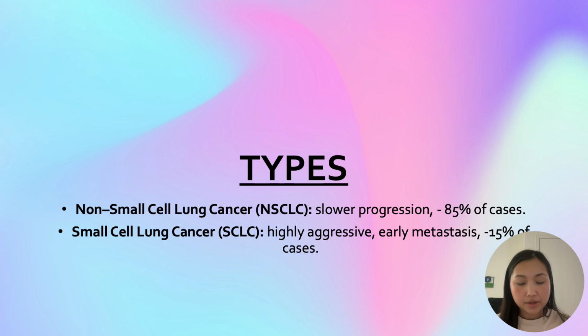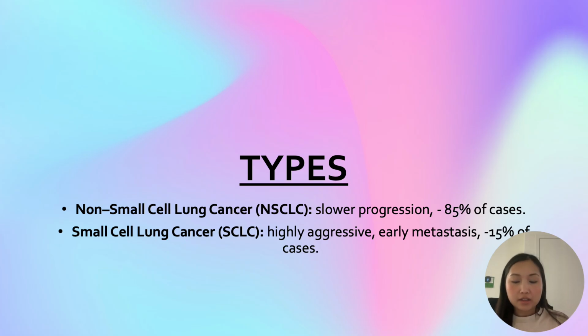Squamous cell carcinoma is a form usually found in the center of the lung next to the bronchus. And large cell carcinoma is the form of NSCLC that can occur in any part of the lung and tends to grow and spread faster than adenocarcinoma or squamous cell carcinoma.